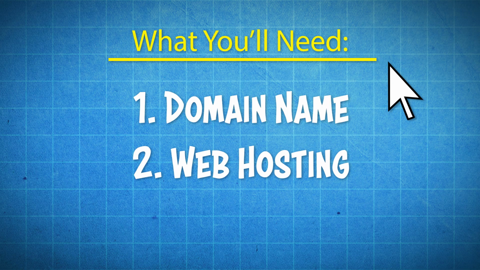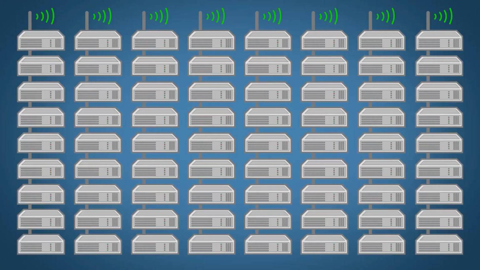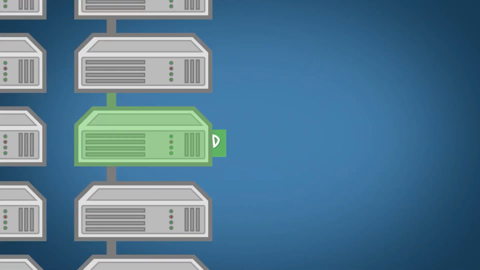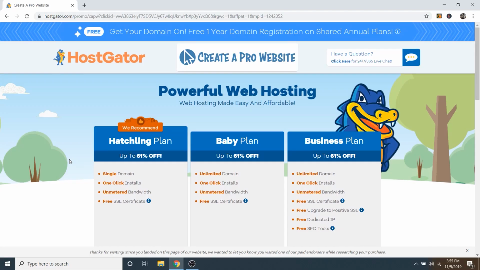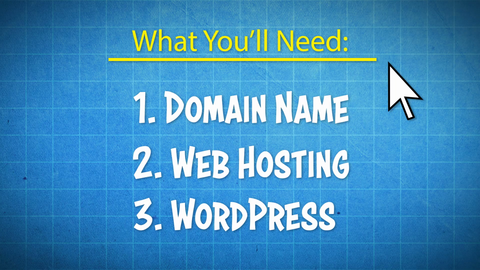The second thing that we're going to need is web hosting. And web hosting is basically just renting space on a server that's connected to the internet so that you can fill that server with all of your pictures and your text and all your other media and then go live with your website. And again, I have an awesome discount code that gets you a huge discount on your web hosting. And then the third thing that we're going to need is WordPress. And WordPress is a completely free software that we're going to use to visually design our website. So you don't need to know any coding.